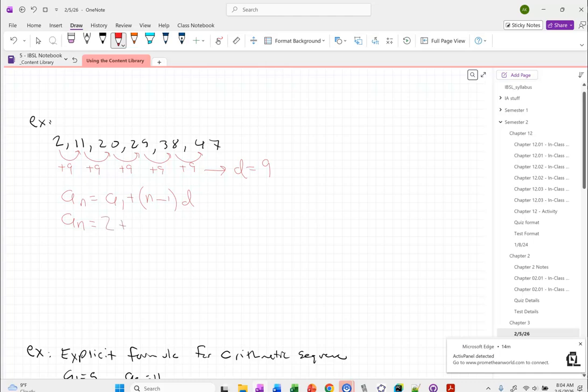2. What's my common difference? 9. What am I going to do now? Just distribute things through and simplify and boom, there's my explicit formula. Everybody feel good there? That's what the formula is. You do it for the second term, and you put a 2 instead of a 1, you get the same result.